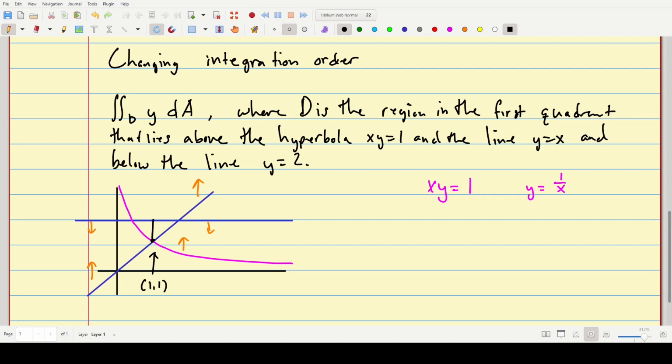We could make it a type 1 integral by splitting the region up into 2 sections and integrating from whatever this value is to 1, and then integrating again from 1 to 2, right? However, it's much easier to integrate it in the sense of a type 2 integral where we're going between functions of x. Okay?